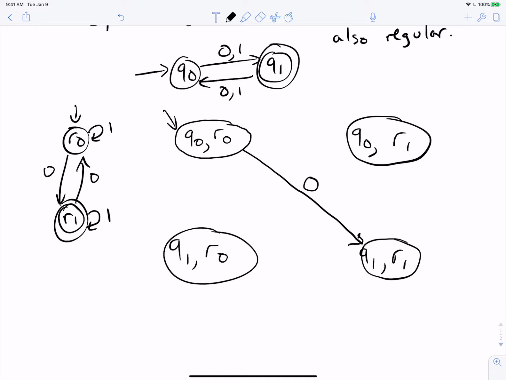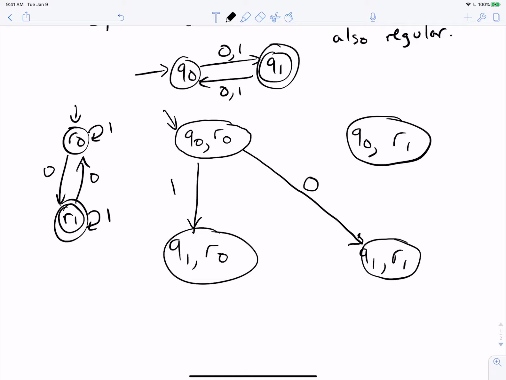What about on input 1 from that same state? Where does the Q machine go? It goes to Q1 also. What about the R machine? Goes to R0. Good. So it's Q1, R0. So I'm going to write that. Okay, so now we handled that top left state.